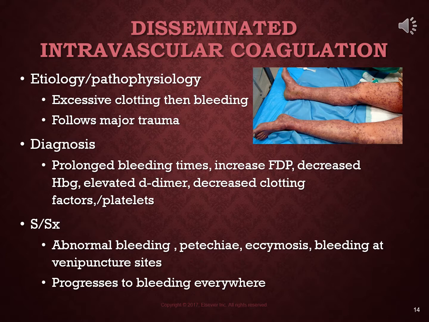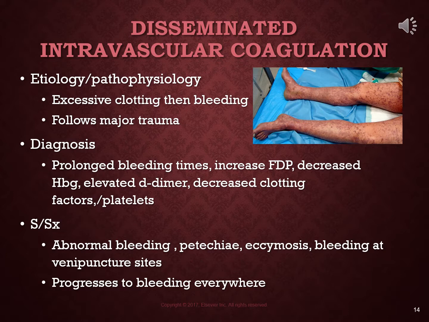The diagnosis, of course, would be prolonged bleeding times, an increase in fibrin degradation products, which means clots are breaking up, decreased hemoglobin, and elevated D-dimer. Again, a D-dimer, if you recall, has to do with clots that are degrading. There are also decreased clotting factors and decreased platelets. These are all being used up in the disseminated intravascular coagulation, the clotting part of it.